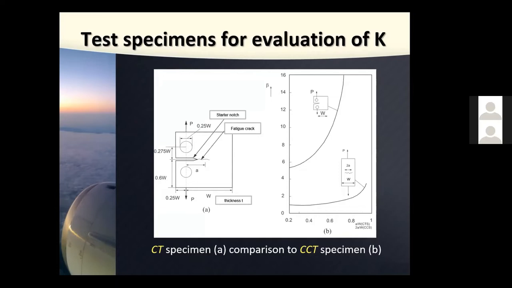Okay, for evaluation of stress intensity factor, we use specimens like this. The CT specimen, or compact tension specimen, is shown on the left-hand side of this image. And on the right-hand side, you can also see the comparison of the CT specimen and the central crack tension specimen, which is in fact one rectangular plate with a crack in the middle. We get K from these experiments. We can then compare these values with analytical solutions for K and numerical solutions for K. And you'll see.